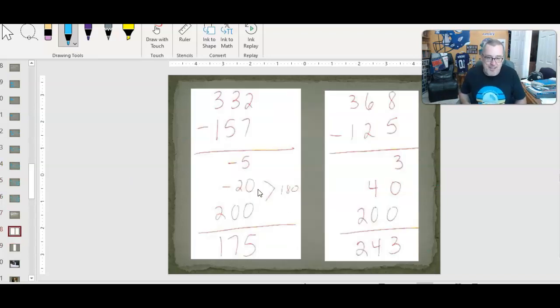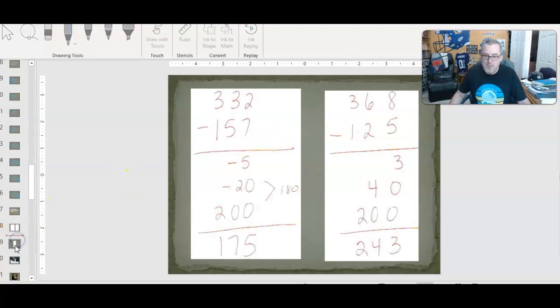But anyway, back to this. There is no borrowing. You're just subtracting. And when you're done subtracting, and you can imagine those blocks, took away 5 little ones, took away 2 tens, took away the 100, and then what do I have left? 243. It goes pretty smoothly.